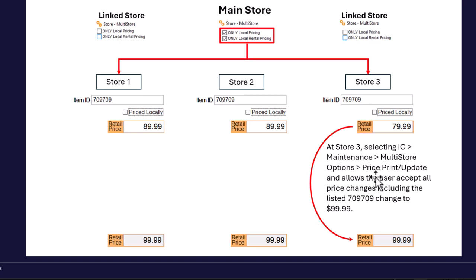So you can accept all prices that were published out of store 2, but your protected single price would not get updated if that button right there, locally priced on the general tab of that product, were checked, as we saw, would not get updated.